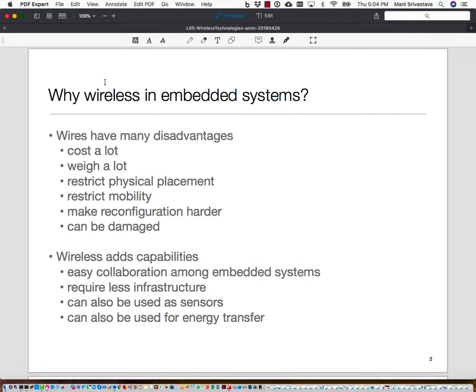RFID stands for radio frequency identification, and the idea is we want to make the object, the tag, super cheap, super passive, no batteries. RFIDs typically rely on a reader, and when the RFID tag, which may be just something stuck onto an object, is near the reader, the reader recognizes its presence and its identity.